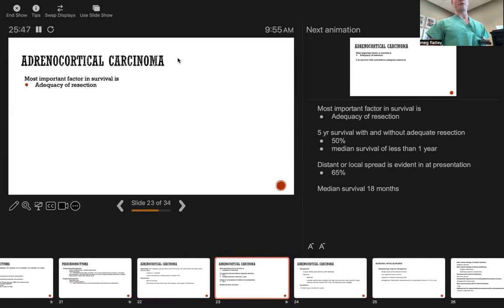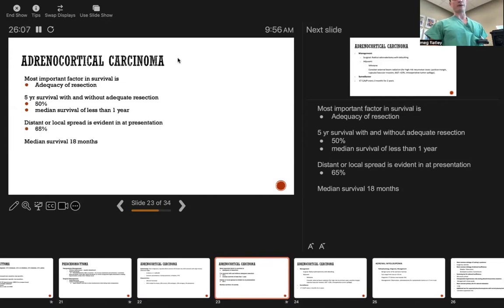The 5-year survival with and without resection: with resection, 5-year survival is about 50%. And then without resection, the stat I could find is that the median survival is less than a year. So it's a very bad cancer. Distant or local spread is evident at presentation 65% of the time. So really bad.